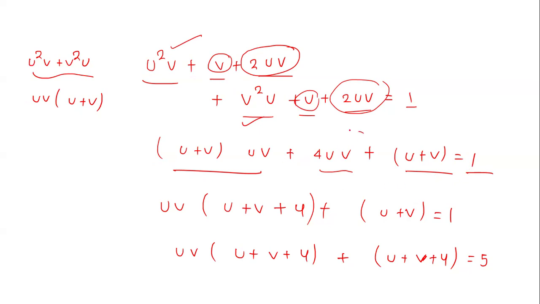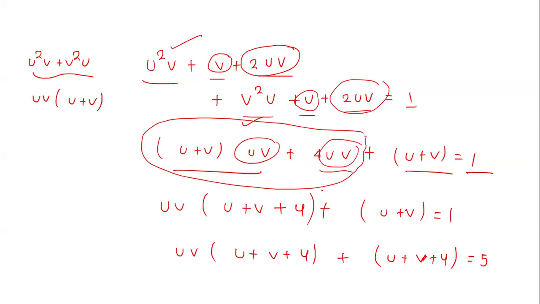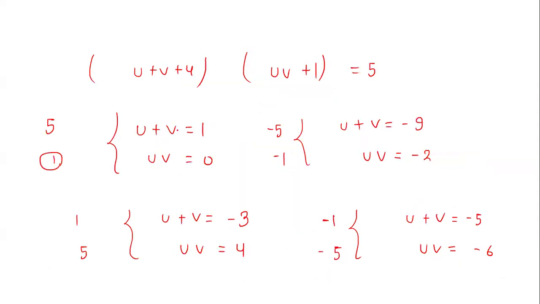Now if you take these two terms, 4uv and uv times (u plus v), you can take uv common. So it will become uv times (u plus v plus 4), and it is equal to 1. Now what you do next is add 4 to both sides. So it becomes uv times (u plus v plus 4) plus 4 equals 1 plus 4, which is 5. Now you see u plus v plus 4 appears in both terms, so you can take it common, and it will become (uv plus 1) times (u plus v plus 4) is equal to 5.